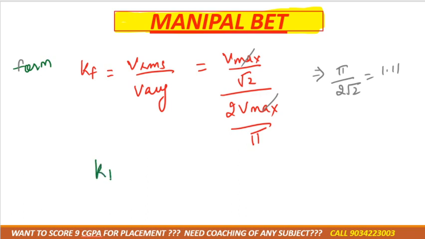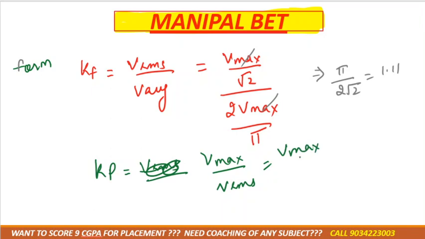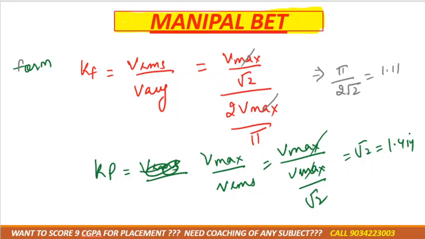Similarly, we have peak factor Kp, that is Vmax divided by Vrms. Vrms is Vmax divided by root 2. Again it would be cancelled out. Root 2 is 1.414. Correct? Okay. Now back to our question.